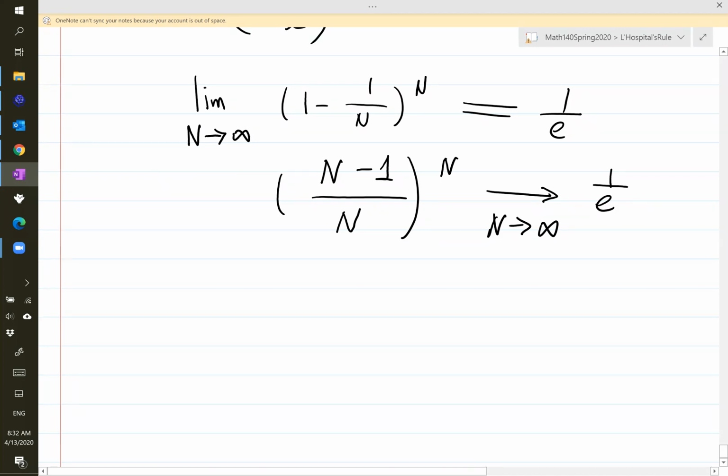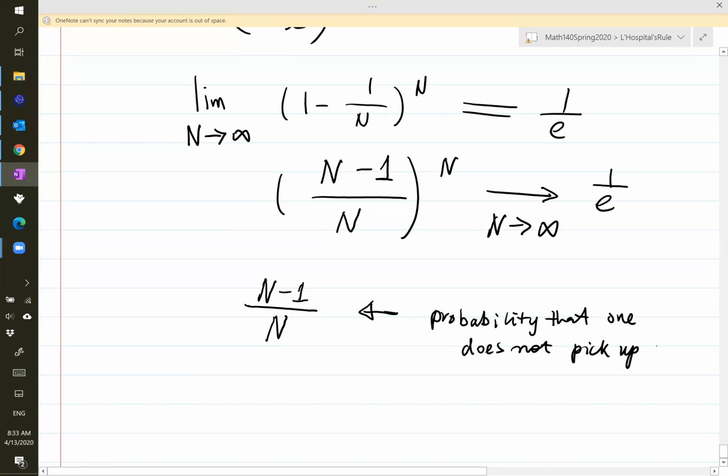Okay, let's consider this probability question. So here there are n people, so there are n hats. Now, for one person, the probability that he doesn't get his own hat is n minus 1, the number of possibilities that he picks up someone else's hat, over n, all possible cases. So this is the probability that one does not pick up his or her own hat.